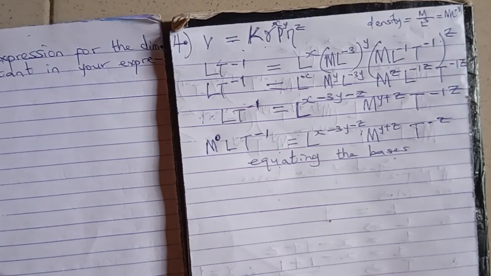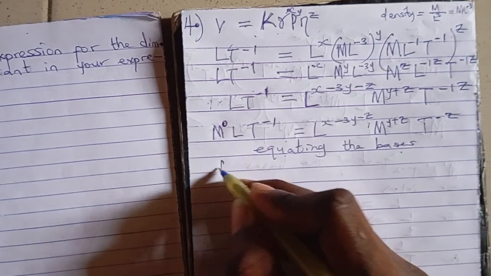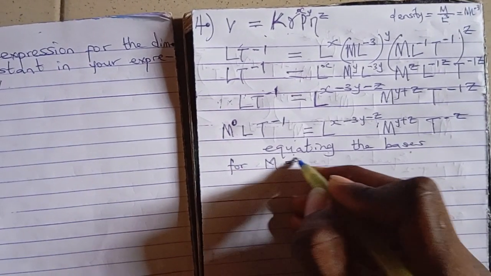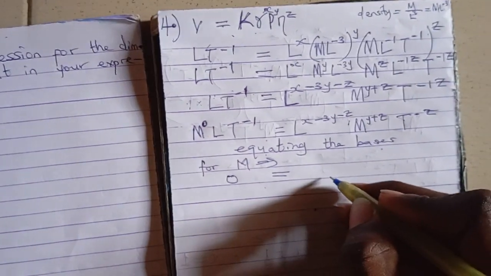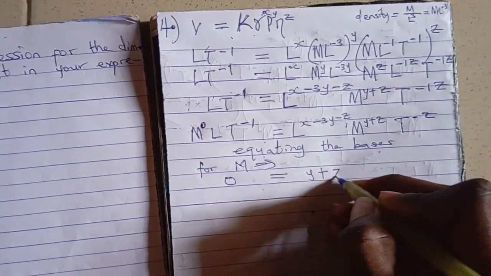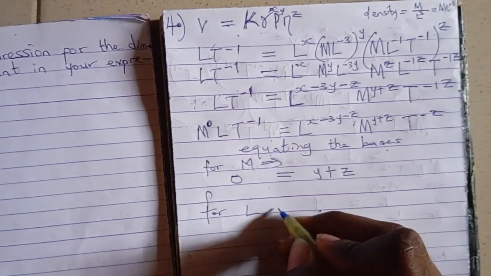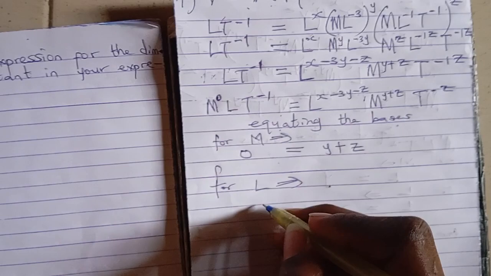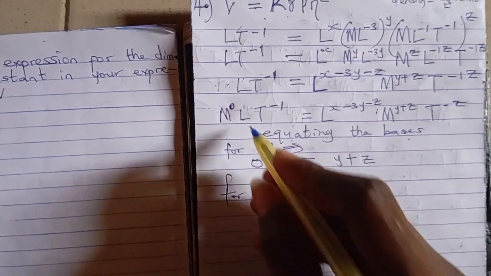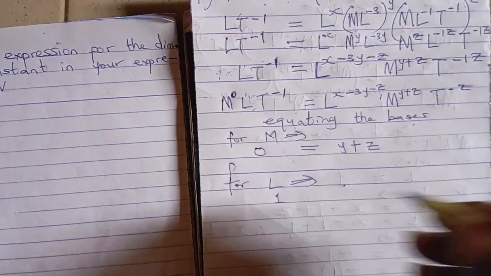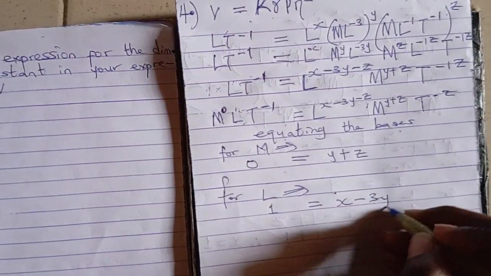We know that there's a law in indices that says if the bases are the same, the powers are equal. So for M, we have the power to be 0, and that should be equal to, on the left hand side, M's power to be y plus z. Let's leave it at that. For L, there's an invisible 1 here, because anything raised to power 1 is that thing. So 1 equals x minus 3y minus z.